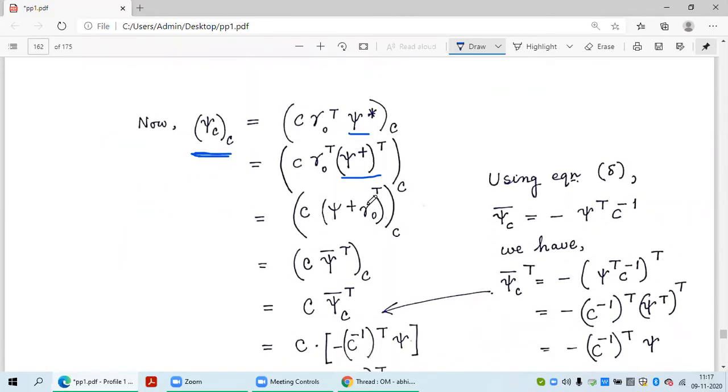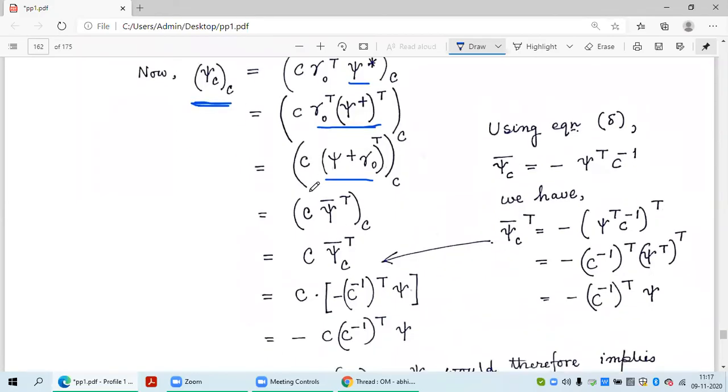Okay. Now, these two terms can be put together as this whole transpose, thus changing the order. Okay, so you have, and these two will give you psi bar and whole transpose. Therefore, this will give you this. Okay, clear? Now we have shown that psi bar C is this, just in this last slide we have shown this.